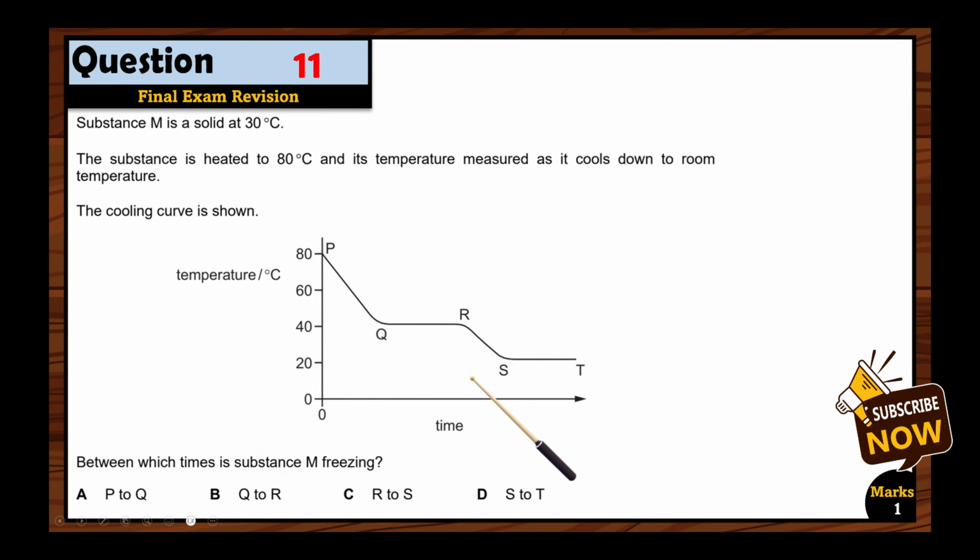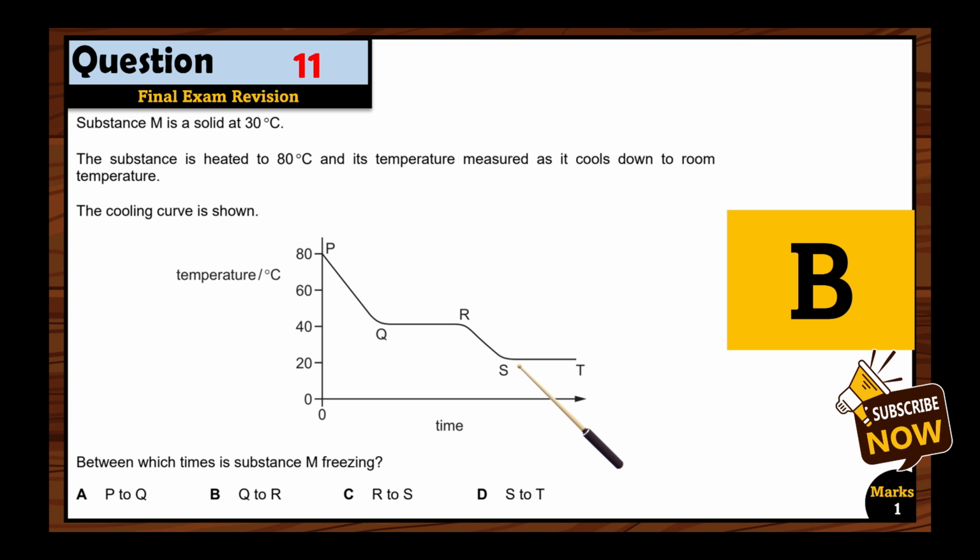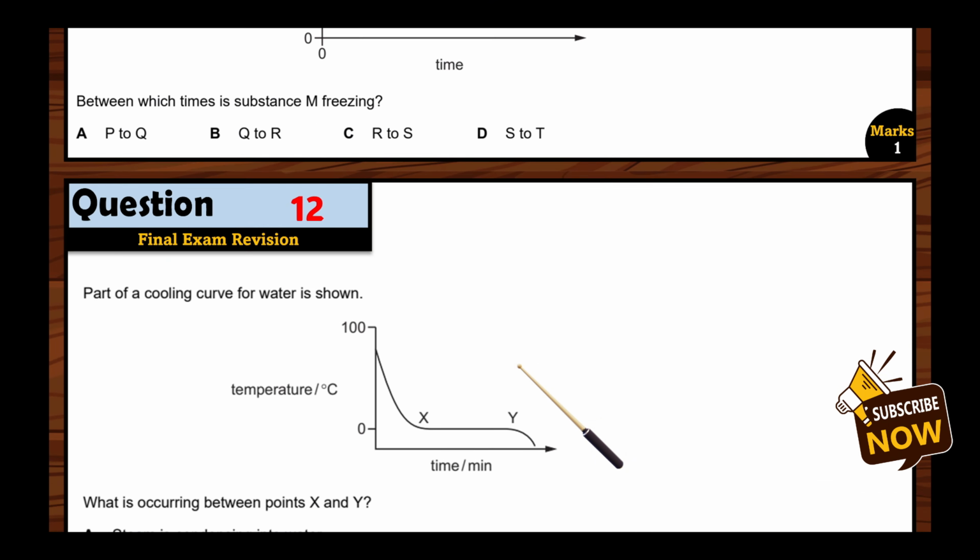Please don't rely only on the graph. Also rely on the information given in your questions. Sometimes the questions give you particular information, and that is actually the information which will help you to choose the correct answer. Okay. So you have to choose Q and R. Read your questions carefully and then choose the correct option. So B option is correct.